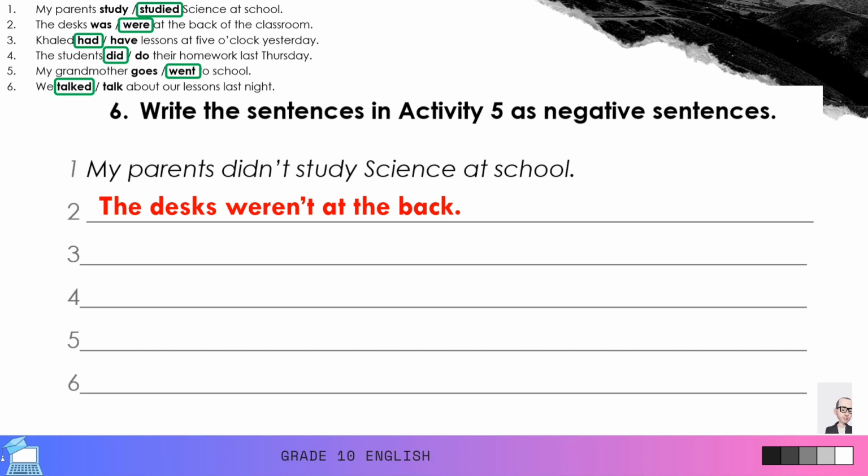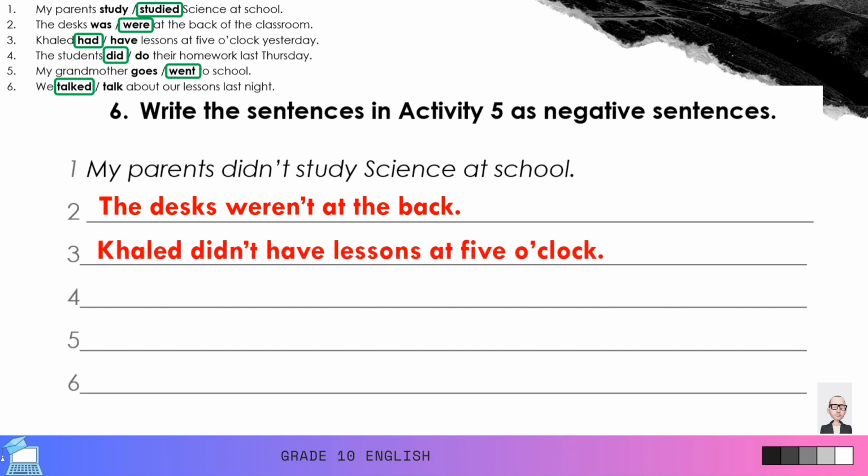Were not or was not. Number 3, Khaled had lessons at 5 o'clock yesterday. Had is the past simple form. To make it negative, we use didn't and then the infinitive. I'm just going to say present form of the verb, even though that's not technically correct. As you can see with number 1, didn't study is the past. Here it will be didn't have. Khaled didn't have lessons at 5 o'clock.